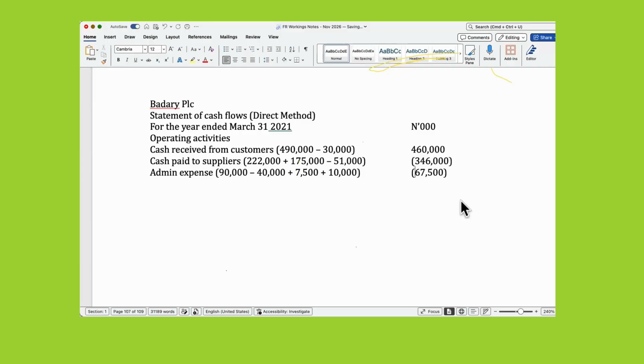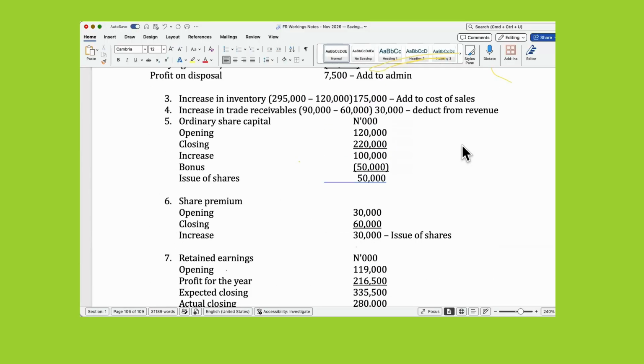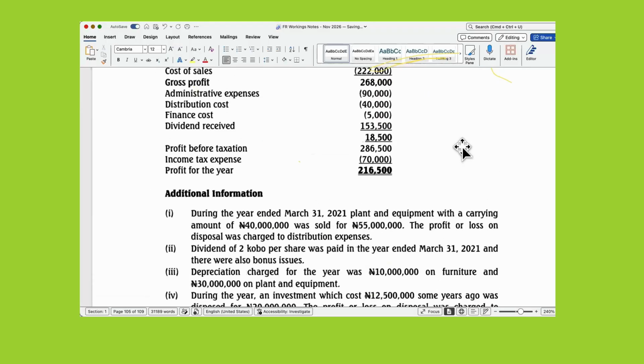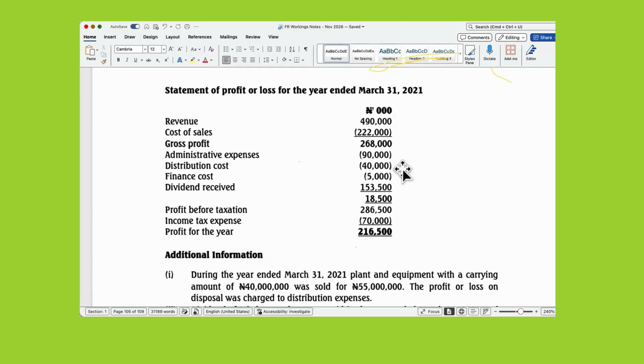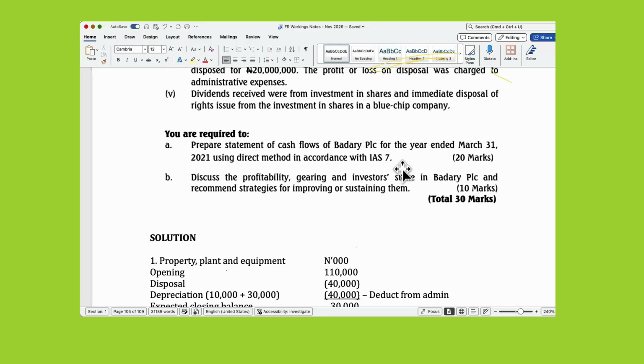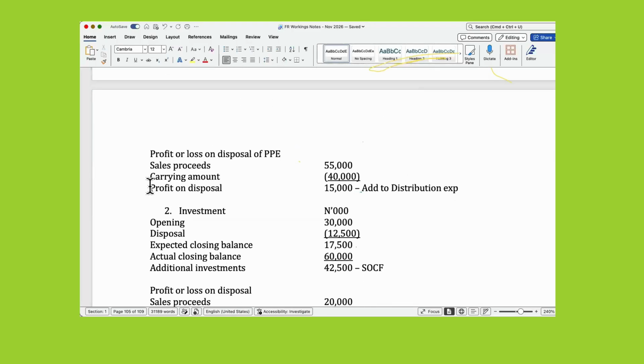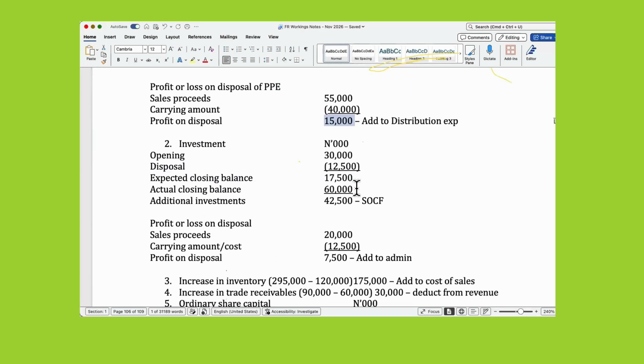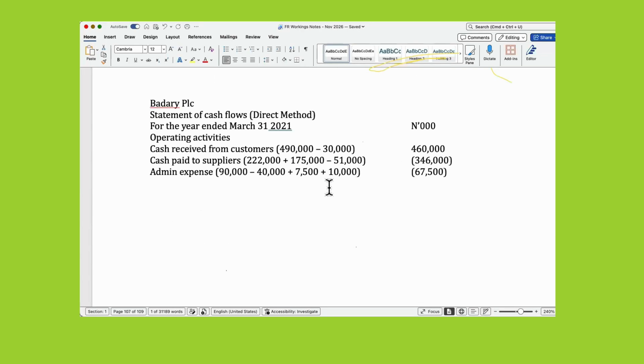Then the next one, after admin, is distribution, which is 40,000. So we are adding this profit on disposal of 15 to distribution expense. That's 40,000 plus 15, and that's 55,000.